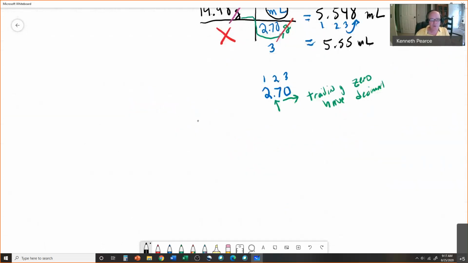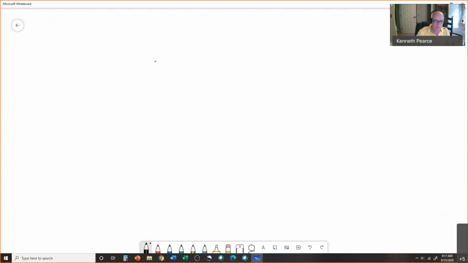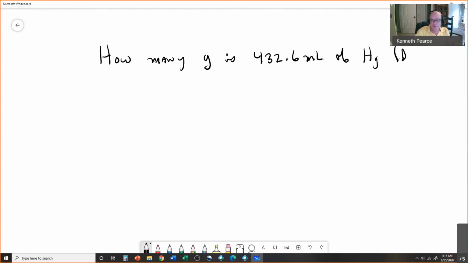And so we can do the same thing if we want to. We can look at how many grams would we get for, say, something. So how many grams is 432.6 milliliters of mercury, and I believe the density is 13.2 grams per milliliter. It's pretty dense. And so I want to know how many grams is this volume here. Once again, you just need to copy down that density. It's 13.2 grams per milliliter. Just copy it down.